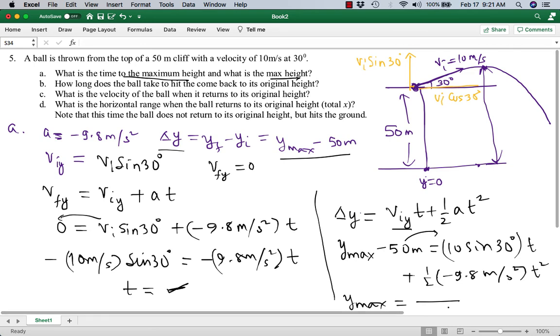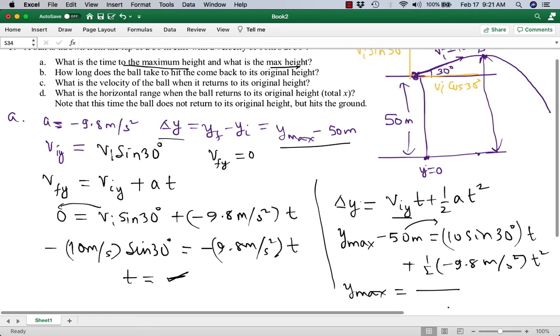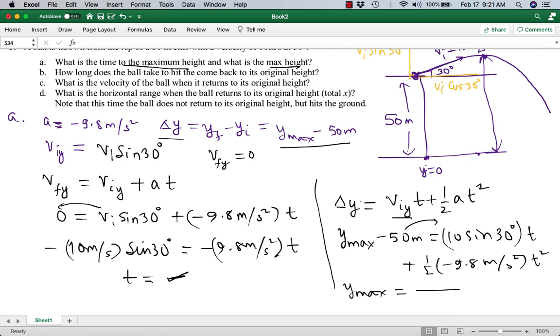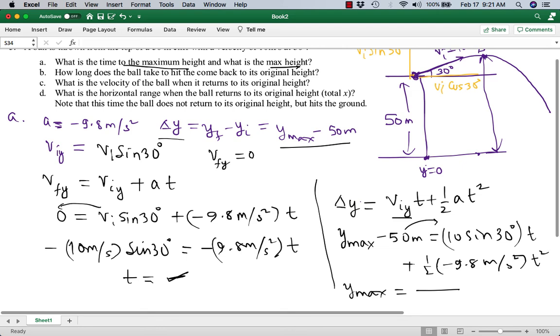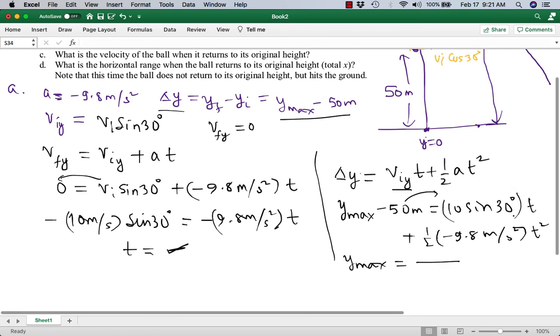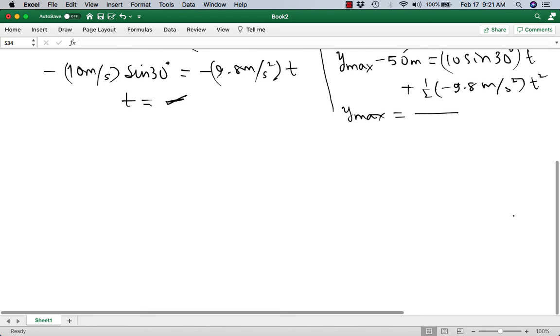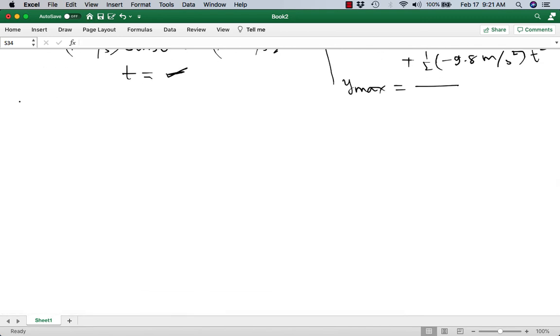How long does the ball take to come back to its original height? Okay, there is again some problem with the wording here. It's asking to find the time from this point to the point where it hits the ground. Okay, so to find that, we can use this formula: delta y is equal to v_iy t plus 1/2 a t squared.